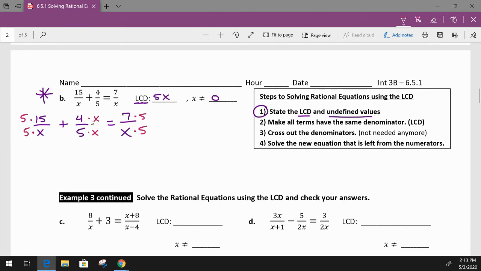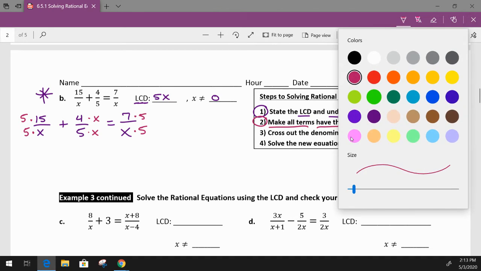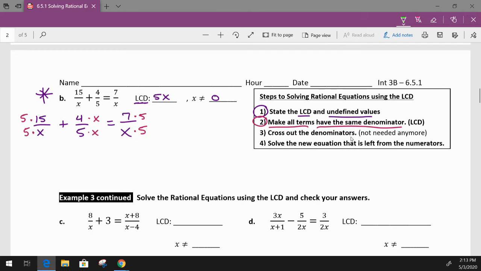So now that all the terms have the same denominator, we can cross out the denominators. We do not need them anymore, so we can just get rid of them. Now you only do this with equations. Do not do this with adding and subtracting. All right, so this will make the problem a lot easier.